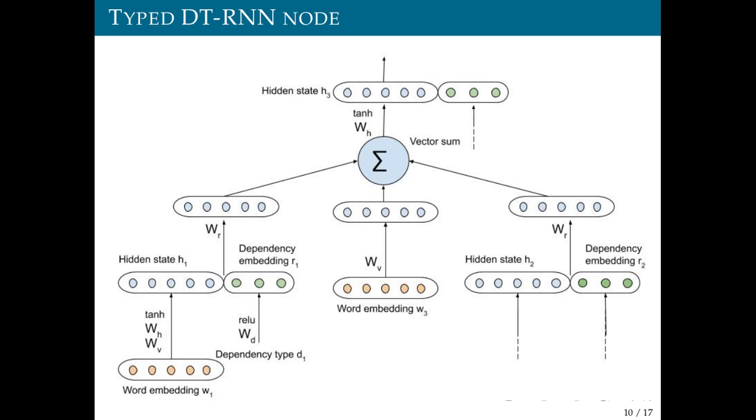So, here you have the orange vectors which are word embeddings, and you have hidden state vectors shown in blue. The dependency embedding is the green vector which is learned using an embedding layer. The hidden state is concatenated with the dependency embedding to produce a dependency specific hidden state. So, at every internal node, all the child nodes are summed up, and then the procedure continues.